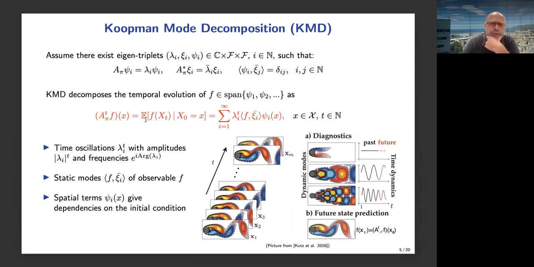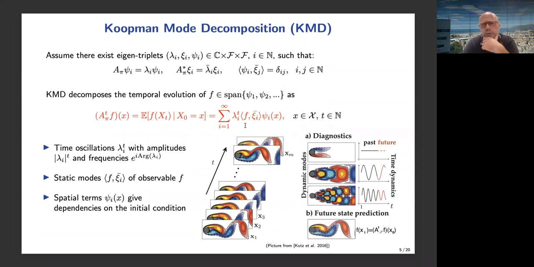conditional expectation of the observable at time t, given that at time zero the state is equal to x. And by using the spectral decomposition, interestingly, we can separate the dependency on time through the eigenvalues, the dependency on the starting condition through the right eigenfunctions, and then the only dependency on the observable you see in this coefficient, which are called the static modes, okay?